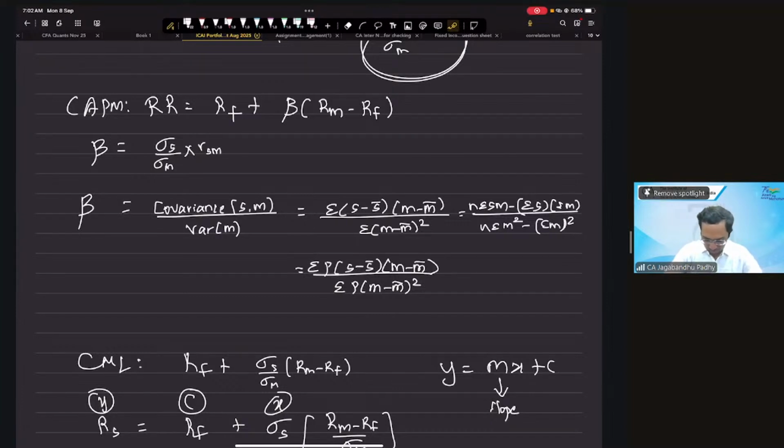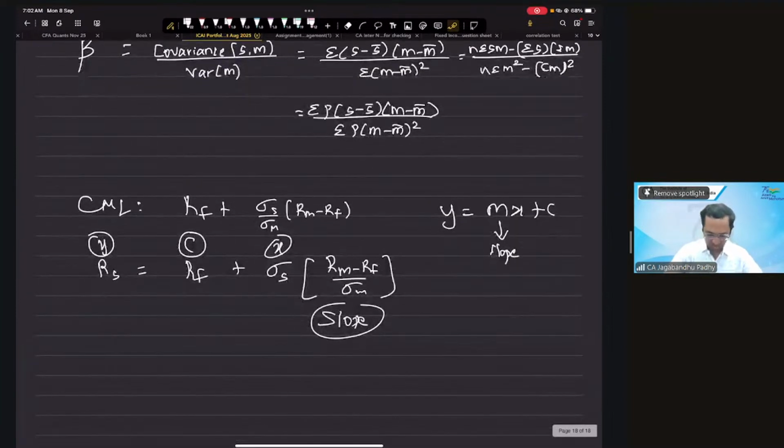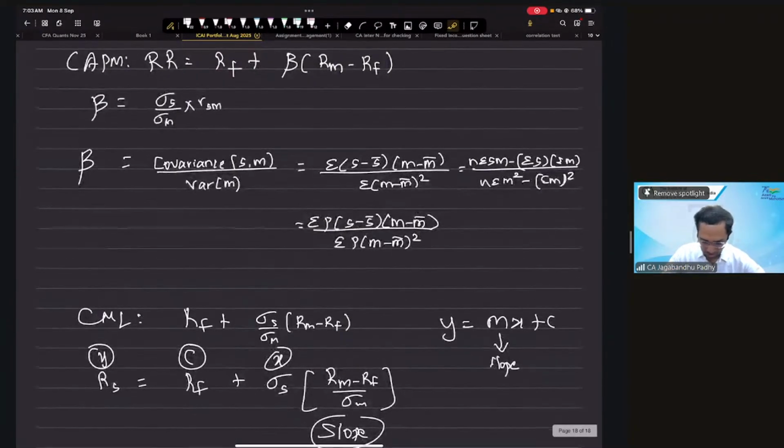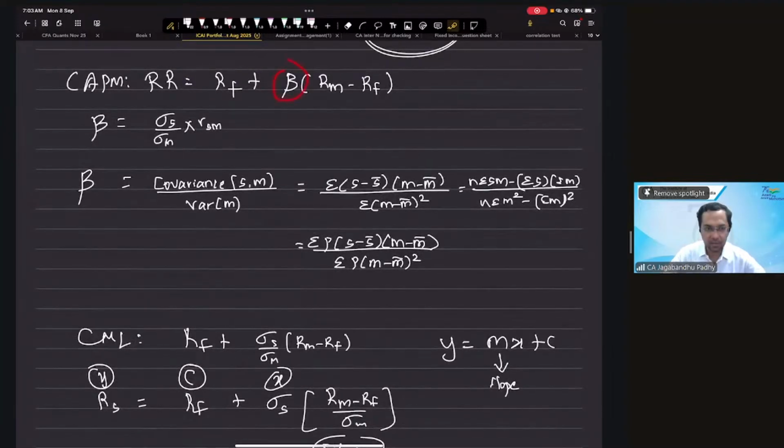And we also stated that in the capital market line, as compared to the securities market line which we have, the slope is essentially RM minus RF upon the standard deviation of the market. But over here, we have beta as the slope.